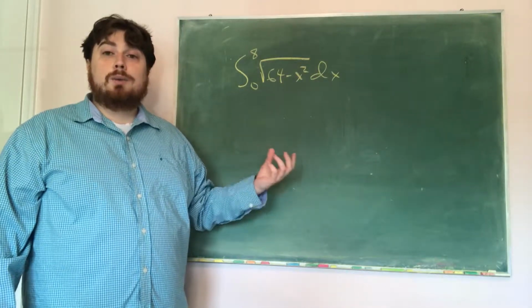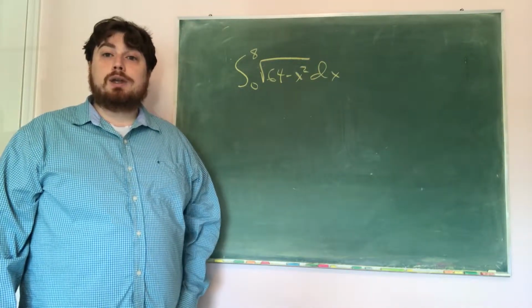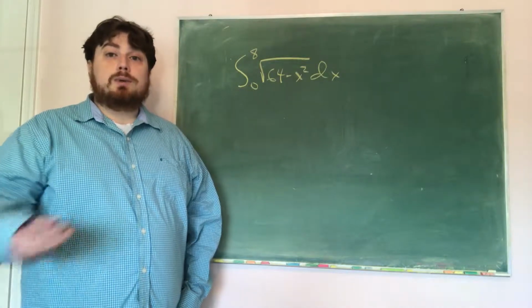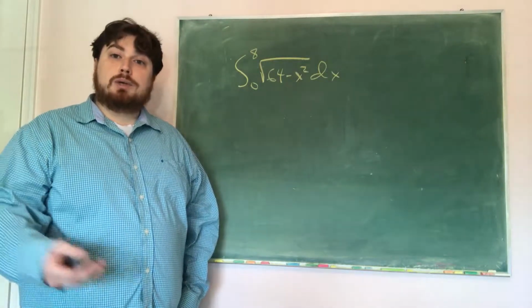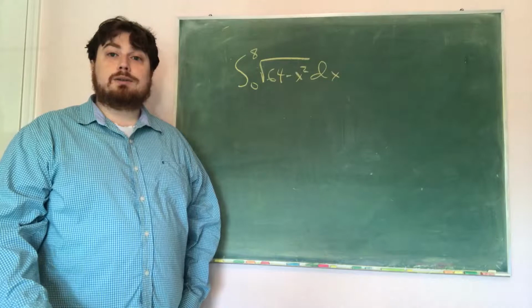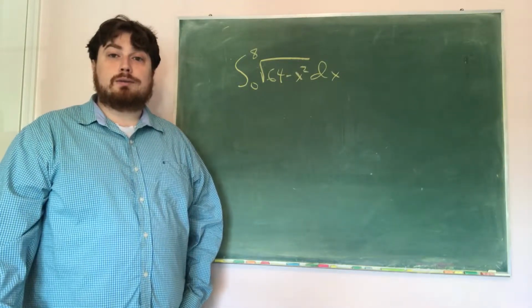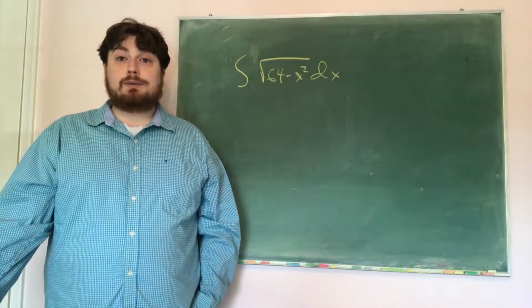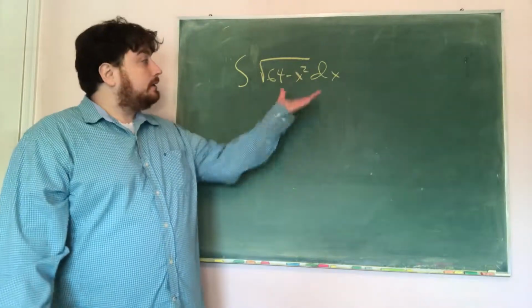So therefore, we can use the fundamental theorem of calculus in order to figure out that, well, let's find an antiderivative. We'll plug in 8 and we'll subtract off plugging in 0, and that'll give me the total area under the curve.